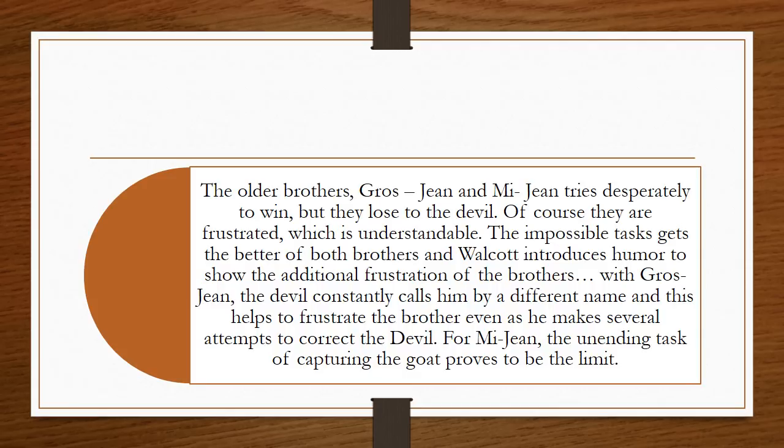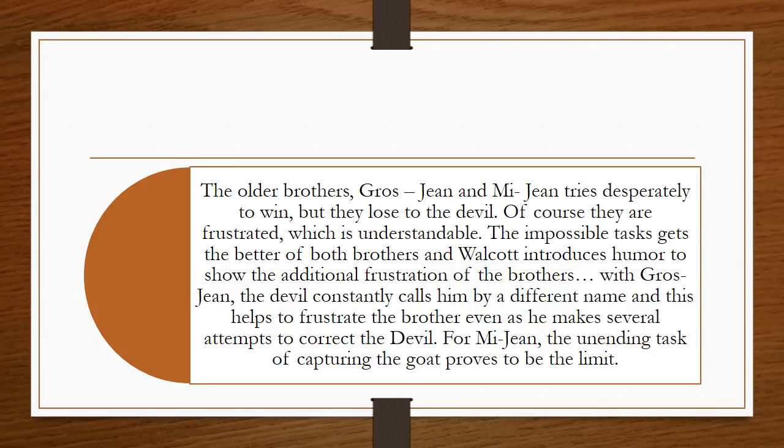Now, this is really impossible, and it would be next to impossible and frustrating, but at first Gros-Jean maintains his balance, and he does so for a while, but it helps to frustrate the brother even as he makes several attempts to correct the devil. For Mi-Jean, on the other hand, the unending task of capturing the goat proves to be the limit. But he continues to try at first, which would tell us too that perseverance is an important factor as we go through life. Walcott shows us that both boys have persevered to an extent.